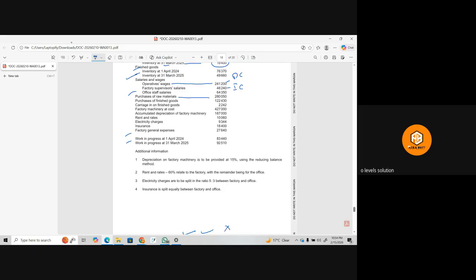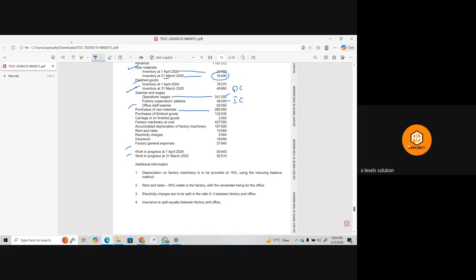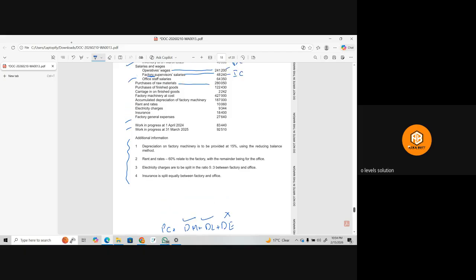So let's see. First of all, we have this one, factory overheads. Factory supervisor salary, this is this. Let's see the adjustments first. They are saying that the depreciation of the machinery is to be provided at 15% using the reducing balance method. As you can see, we have the factory machinery at cost and we have its depreciation as well. So we will deduct this from the cost, and we will get the net book value. We will apply this 15% on the net book value, so we will get the depreciation for this year.